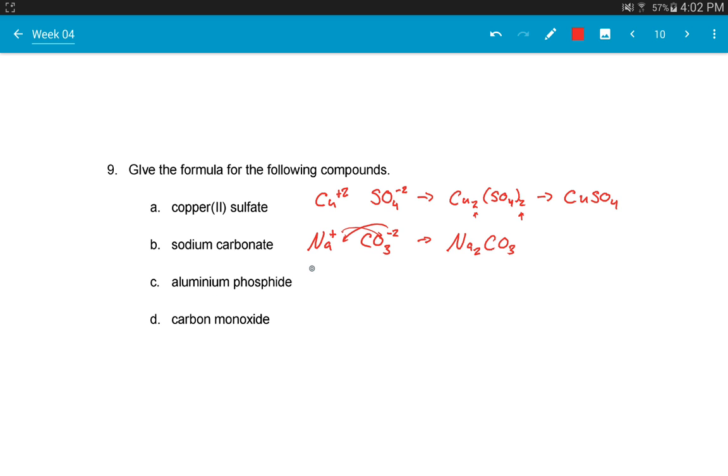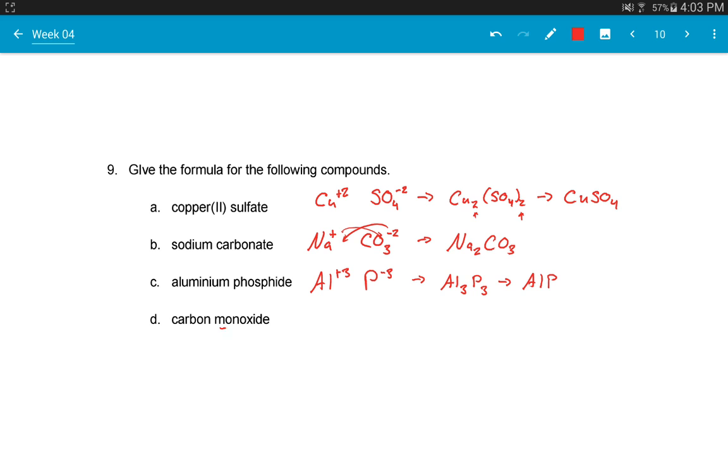We have aluminum phosphide. Aluminum, from the periodic table, we can see that it's 3 away from the nearest noble gas. It is a well-behaved cation. And phosphide is based on phosphorus, and it is also 3 away from the nearest noble gas, but in the opposite direction. If we cross our charges, we will end up with Al3P3, which can be reduced down into just AlP.